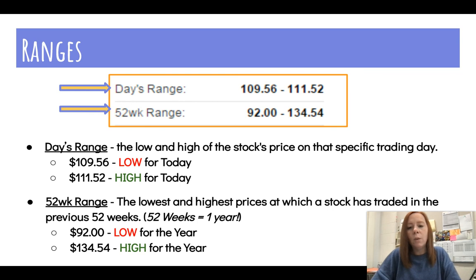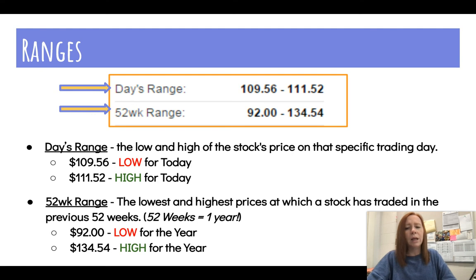And this is the lowest and the highest price it got last year. So 52 weeks in a year, that's how it got its name. The low for last year was 92. The lowest Apple got was $92. And the highest it reached last year was $134.54.